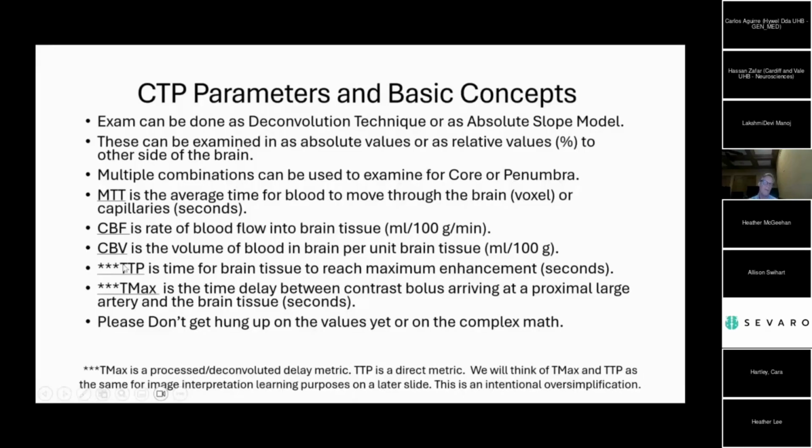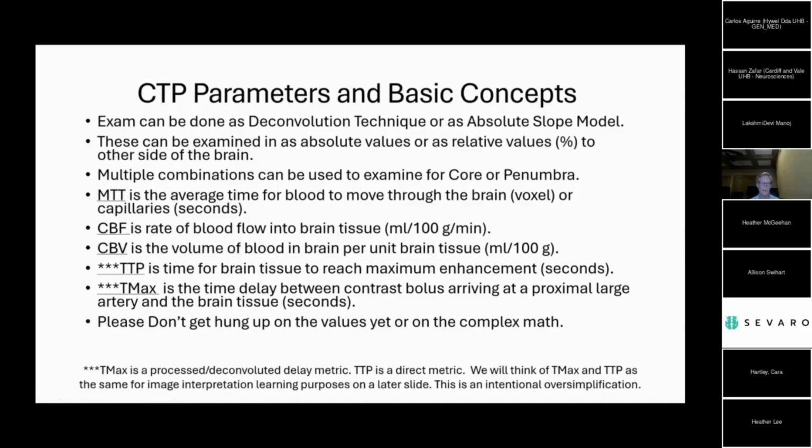The time to peak is just like it sounds. It's the time it takes for the brain to maximize enhancement. The time to max is the delay between the contrast arriving in the large arteries proximally and the brain tissue. Now, the time to peak and the Tmax are different parameters. You can see the definitions for yourself.